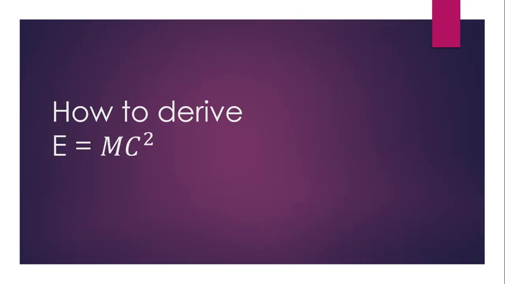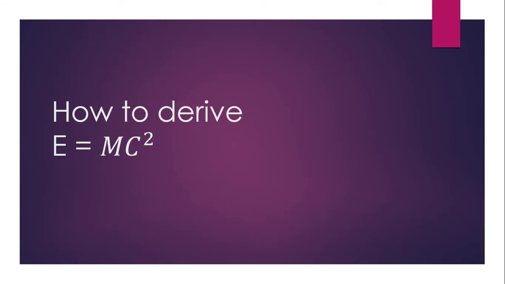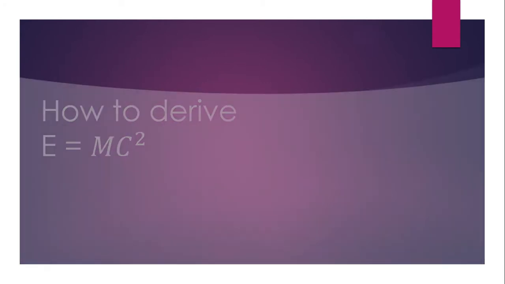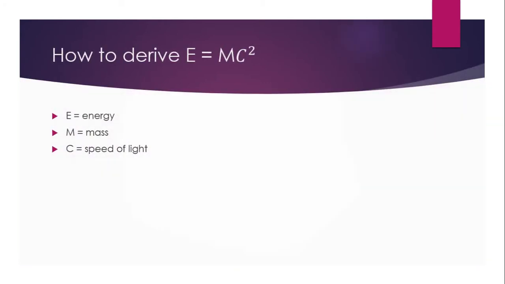So today I'm gonna talk to you guys about how to derive the most famous equation that changed modern physics, proposed by Albert Einstein, E equal to mc squared. Albert Einstein proposed this equation stating that energy is equal to mass times the speed of light to the power of 2. So how are we gonna derive this and prove that this equation is legit and real?